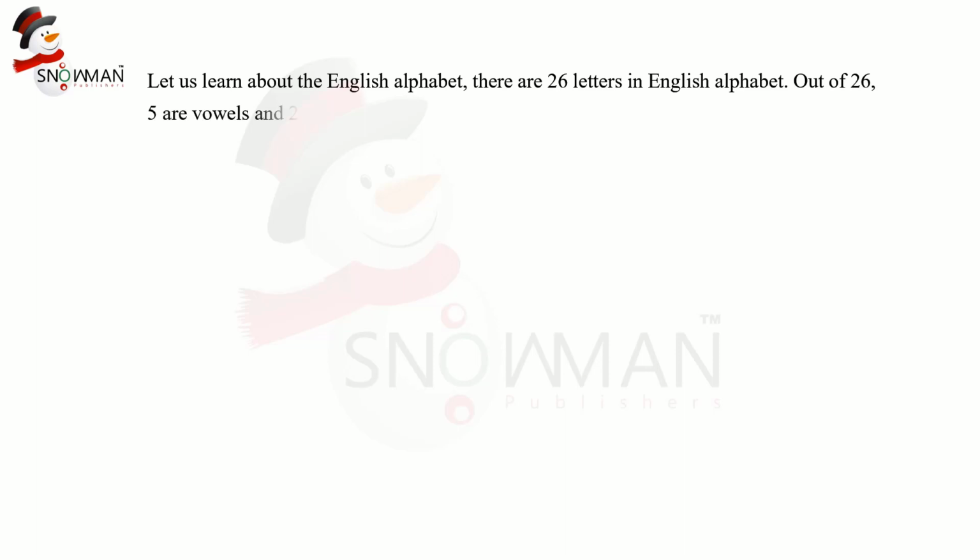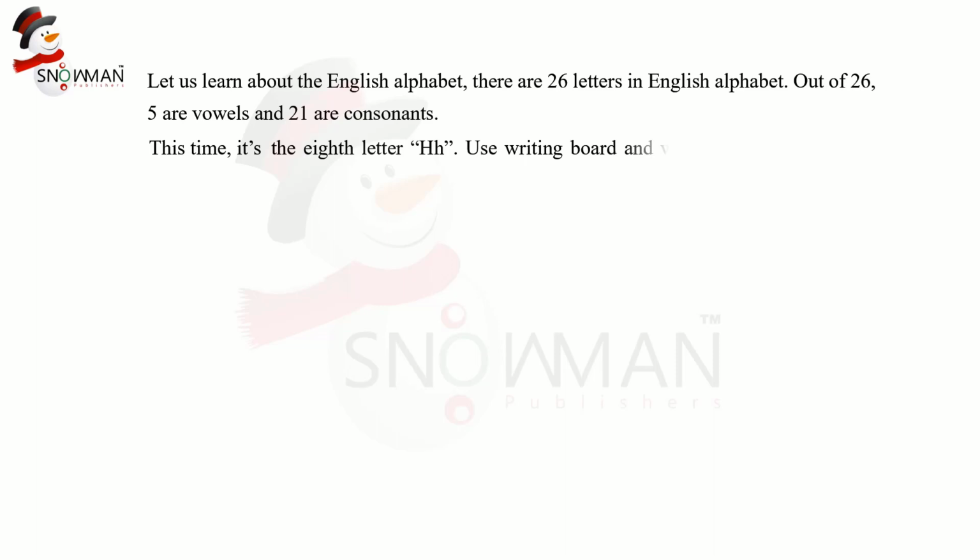Let us learn about the English alphabet. There are 26 letters in the English alphabet. Out of 26, 5 are vowels and 21 are consonants. This time, it's the 8th letter, H.